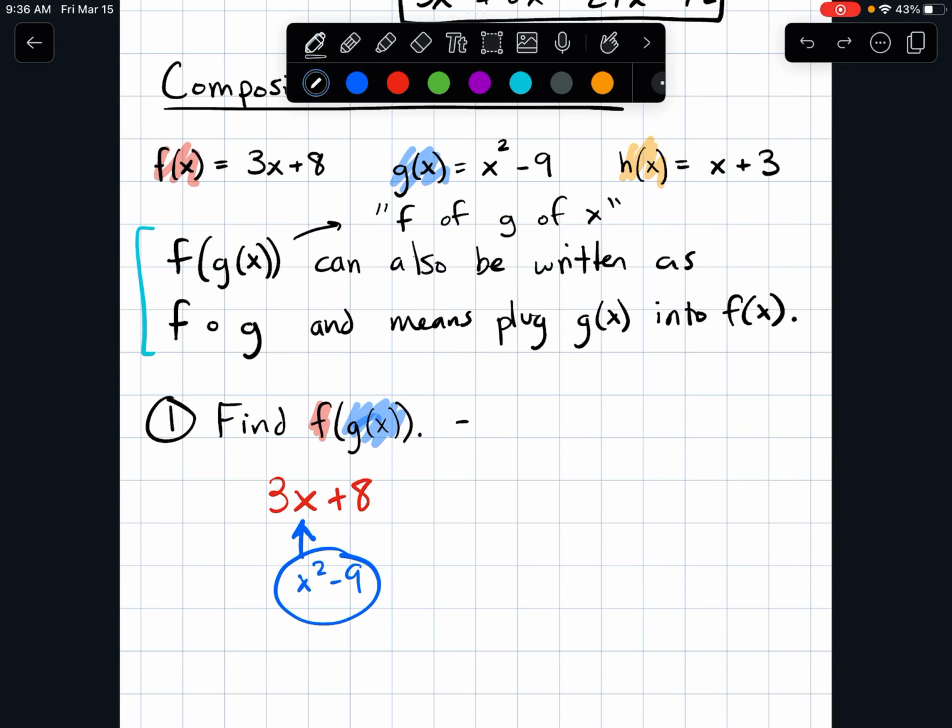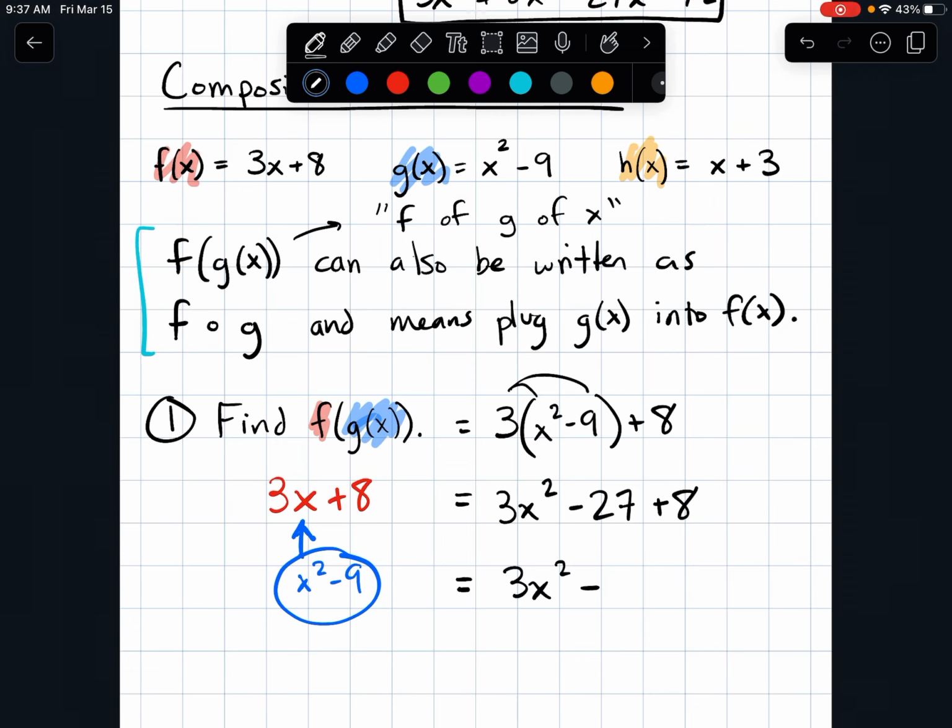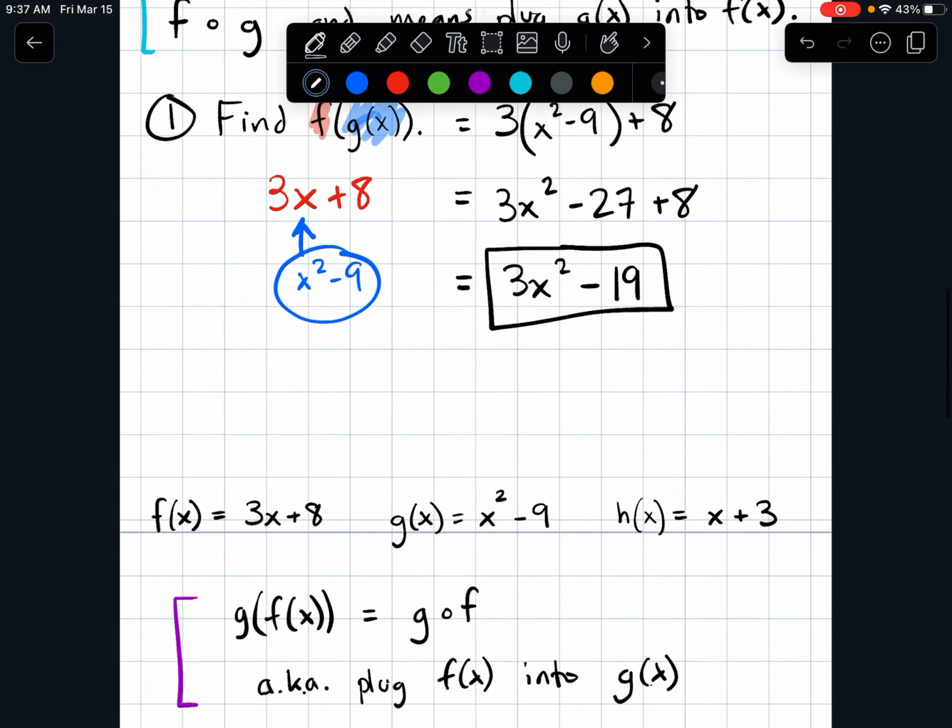So what this is going to give me is 3, but again, I'm replacing the x with g of x, x squared minus 9, plus 8, okay? So again, this is g of x right here, x squared minus 9. I'm plugging that into f of x, all right? So now we're just going to simplify. I distribute that 3, so we get 3x squared minus 27 plus 8. And this is just going to be 3x squared minus 19. All right? And that would be your answer. That is f of g of x.